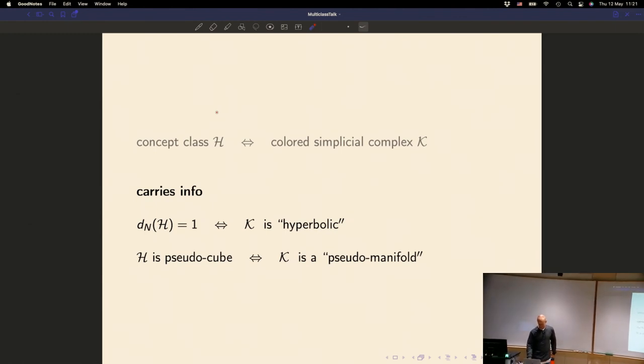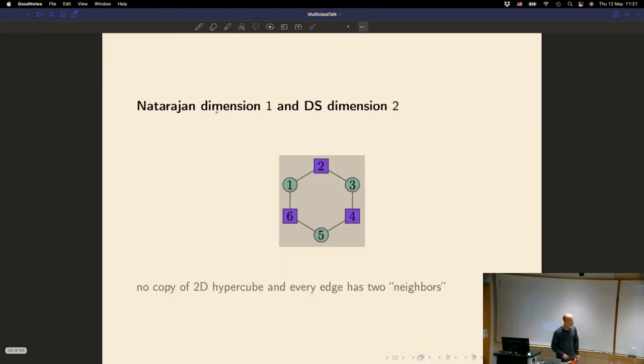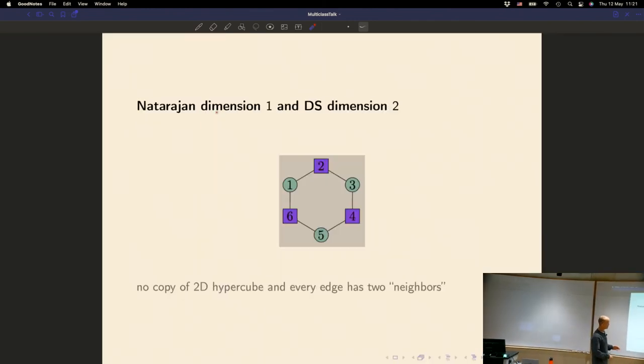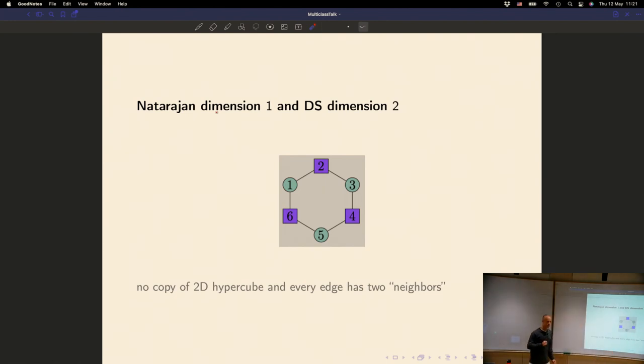Okay, so this is informative. I want to come again to the example. This is an example of a class with Natarajan dimension 1. There is no two-dimensional hypercube here. And DS dimension 2. The degrees of all the vertices are 2. So it's a gap between Natarajan and DS dimension. Very simple gap.